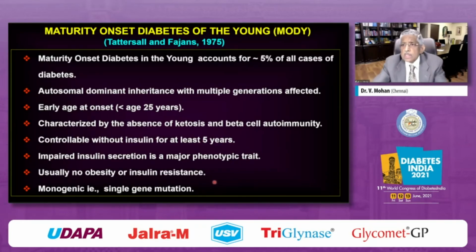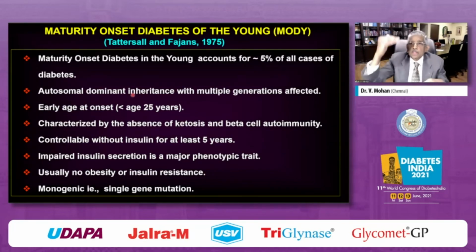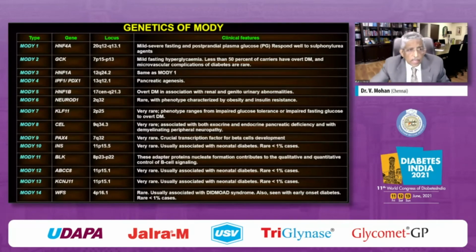They don't have insulin resistance, so they're not type 2 diabetes, and they have autosomal dominant inheritance, going through several generations. Of course, different types of MODY have been described, and over the years we've been publishing so many papers on MODY 1, MODY 2, MODY 3, MODY 5. We've been publishing, including some newer MODYs which we have described from India.